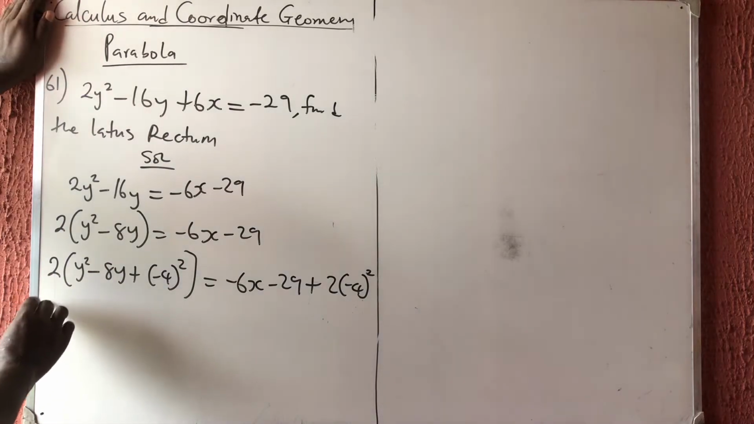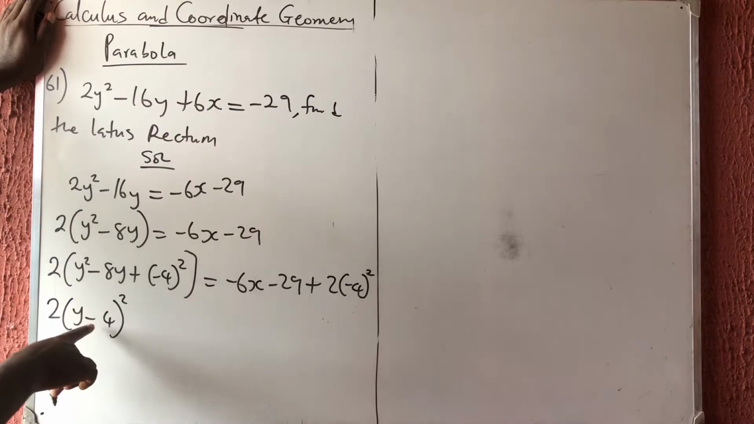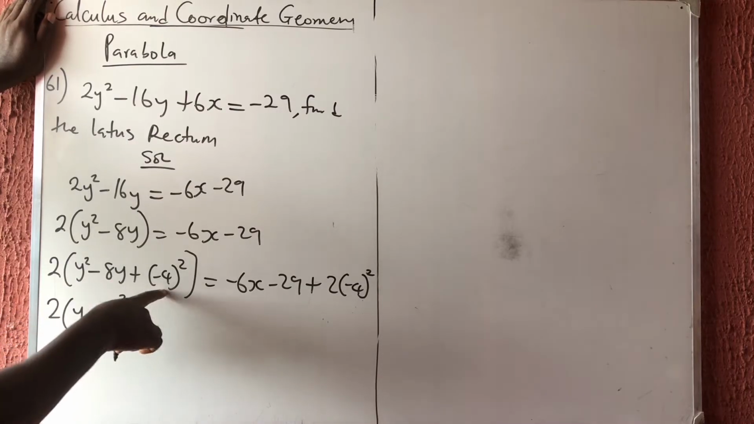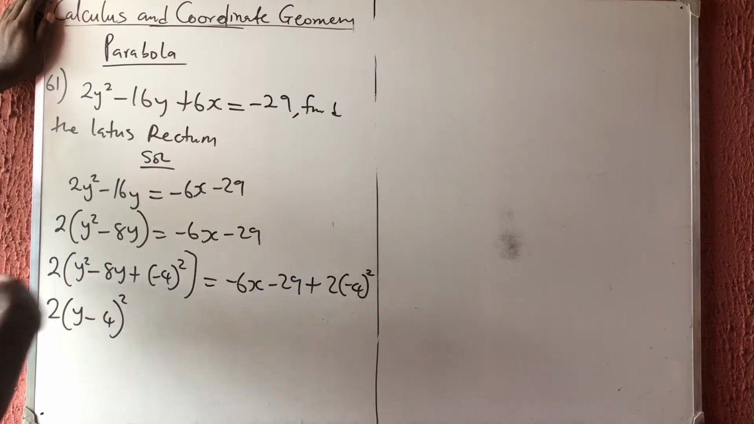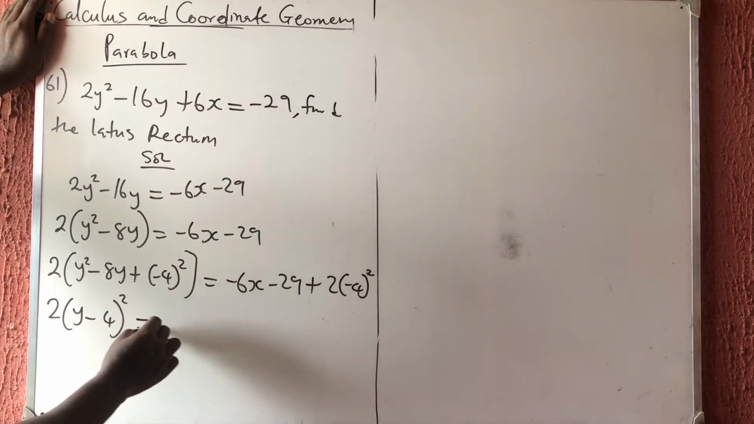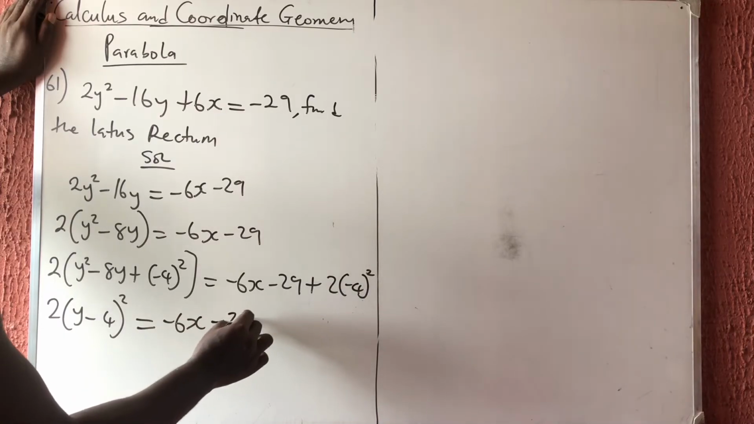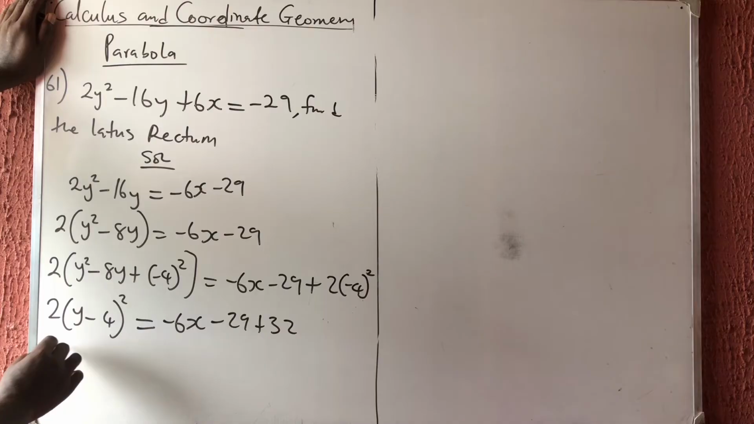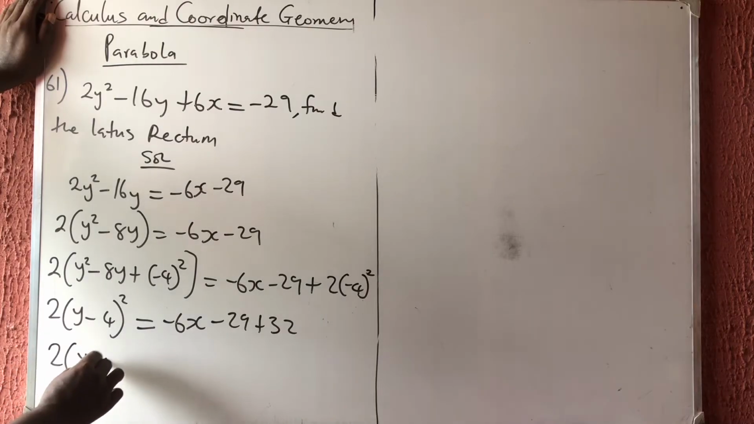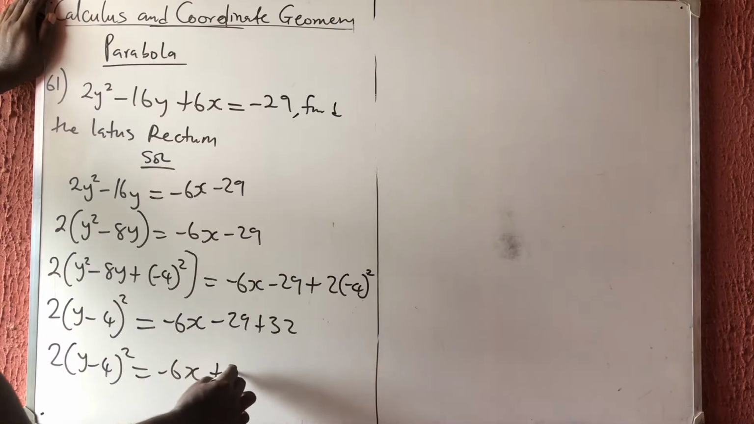So now this is 2 into y minus 4 all squared. Just carry only the people that have squared. Put the squared outside to show that everybody inside there has squared. If you don't have square, go. So I have minus 29 plus 32. So I'm having 2 into y minus 4 all squared is equal to minus 6x plus 3.